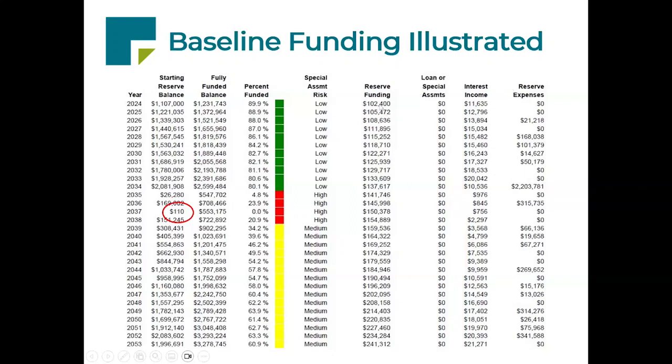This is the cash flow. How much is going into reserves? Are there any loans or special assessments considered? How much can you earn in interest? How much are you going to spend? So basically from left to right, you're going to say starting reserve balance plus reserve funding plus interest income minus reserve expenses will give you the starting balance for the next year.